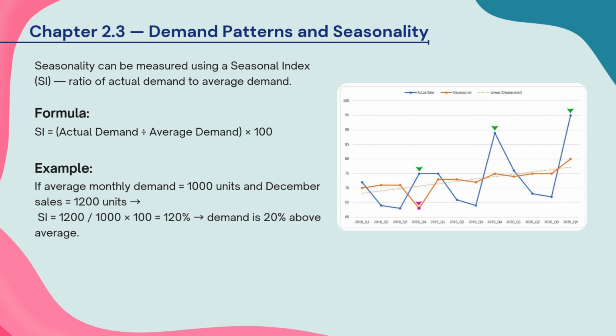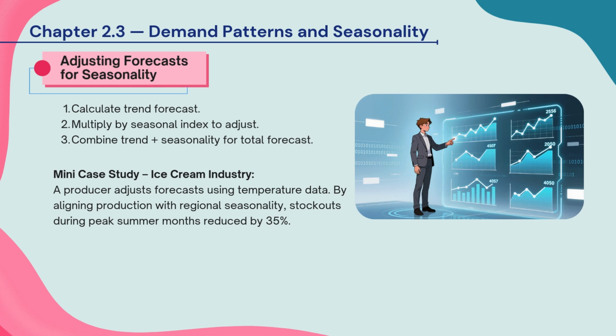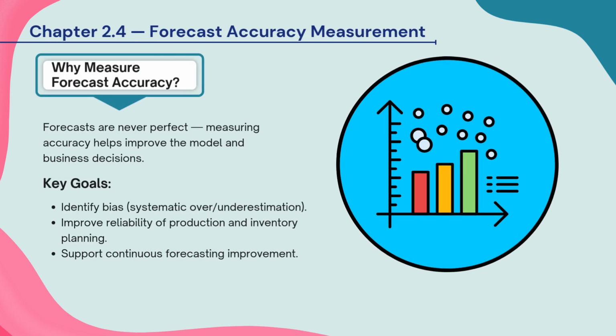is 20% above average. To account for seasonality, first calculate the trend forecast, then adjust it using the seasonal index. Combining trend and seasonal adjustments gives the total forecast. For example, an ice cream producer used temperature-based seasonality adjustments to align production with peak demand, reducing stockouts by 35% during summer months. Forecasts are never perfect, so measuring accuracy is crucial.